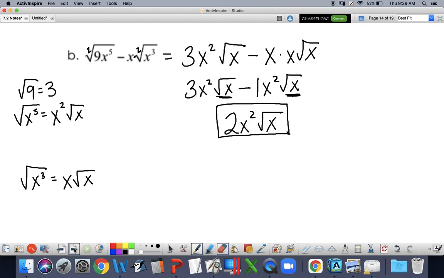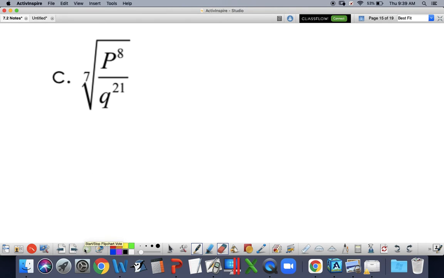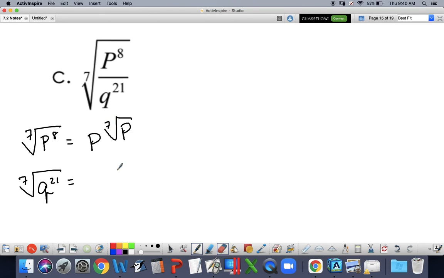Right, next example here. We have the 7th root of p to the 8 divided by q to the 21st. So just like our letter A example, you know what I'm going to do is I'm going to do these one at a time. And then I'm going to come back to my original problem and say, okay, what ends up in the numerator? What ends up in the denominator? So for this one, I'm going to simplify my 7th root of p to the 8th. So 1p comes out, and I'm left with 1p under the radical.